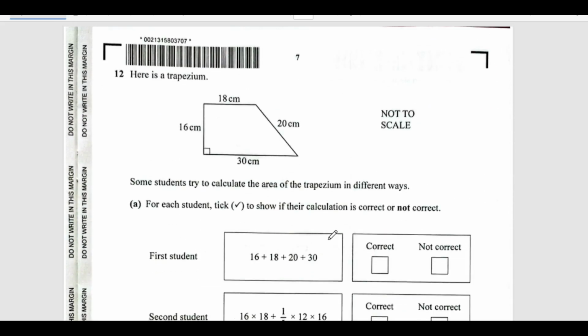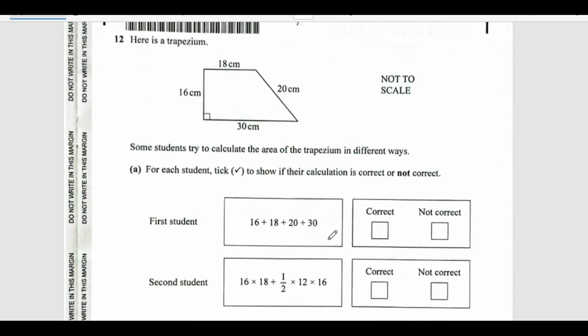Now, number 12, here is a trapezium. You can see the trapezium. Some students try to calculate the area of the trapezium in different ways. For each student, tick to show if their information is correct or not correct. The first student is taking 16 plus 18 plus 20 plus 30. So, this is not area. He has just added the length around it, which is perimeter. So, this is not correct.